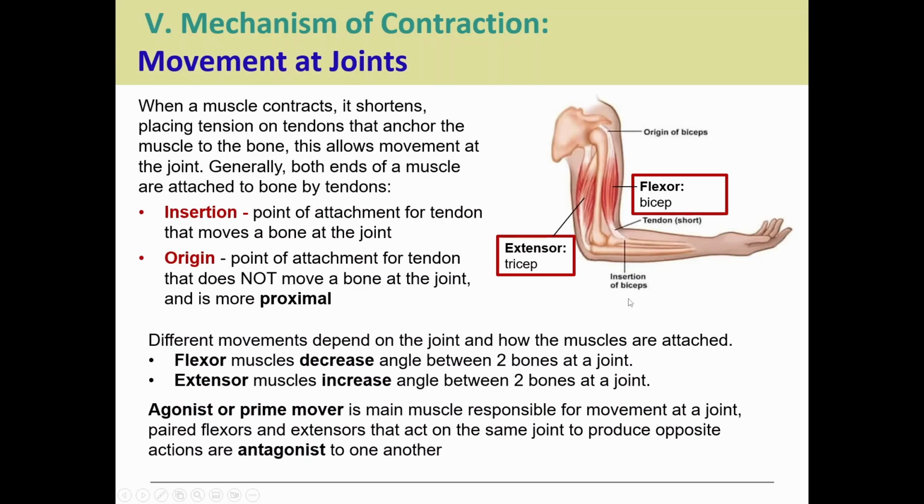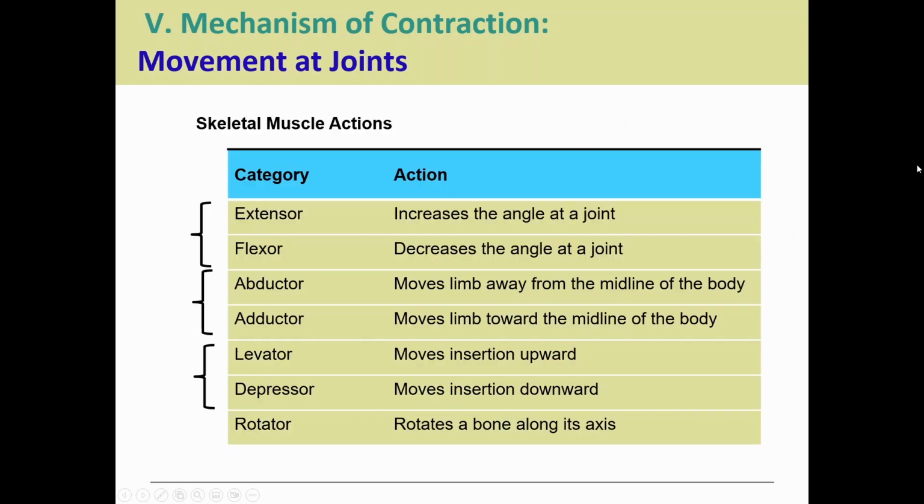We also have agonist or prime movers. This is the main muscle that is responsible for causing a movement. Not every muscle works alone, so we may have synergistic muscles that help the prime mover. And then we also have antagonistic muscles that move opposite. So like the biceps and the triceps, these guys are antagonistic to each other because they perform opposite actions, right? So biceps is going to flex at the elbow, triceps is going to extend at the elbow. We have opposite actions.